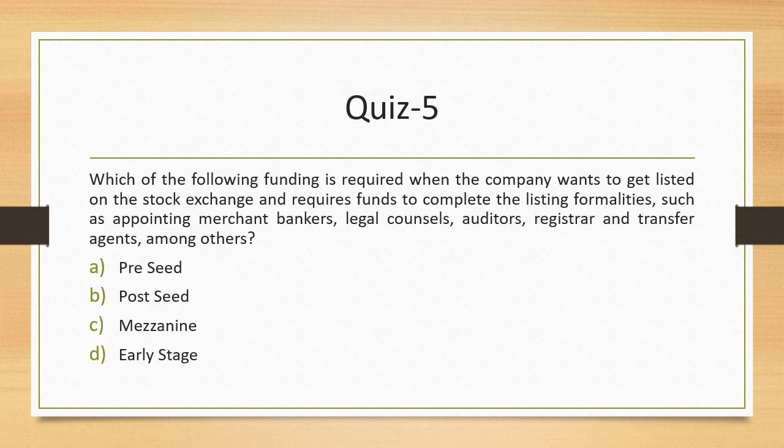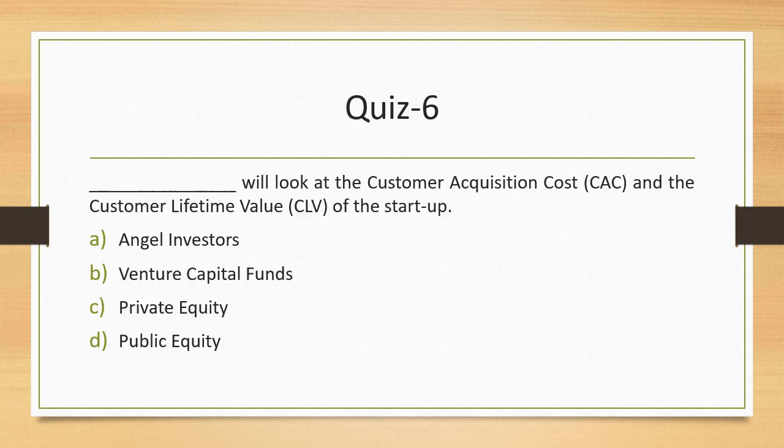Which of the following funding is required when company wants to get listed on stock exchange and requires funds to complete listing formalities such as appointing merchant bankers, legal counsels, auditors, registrar, and transfer agents? So this is what we will define not as pre-seed or post-seed or early stage. This is what is called as the mezzanine capital. So mezzanine capital will be required at this particular stage. Question number 6 is again a fill in the blank.